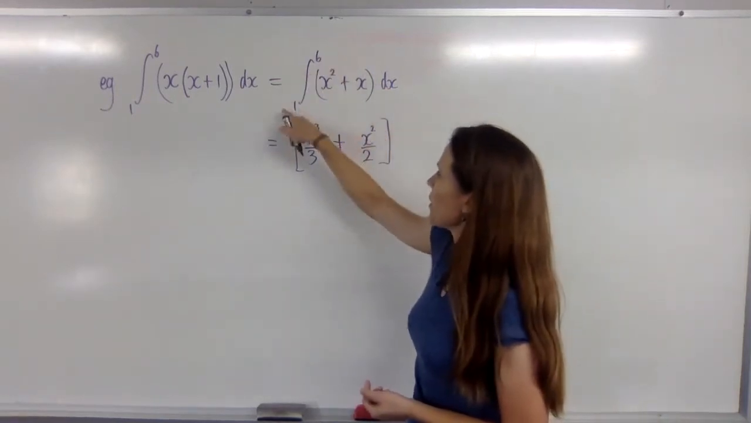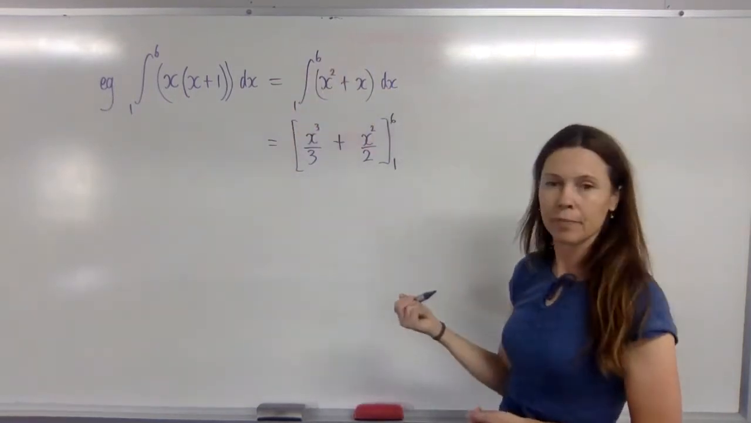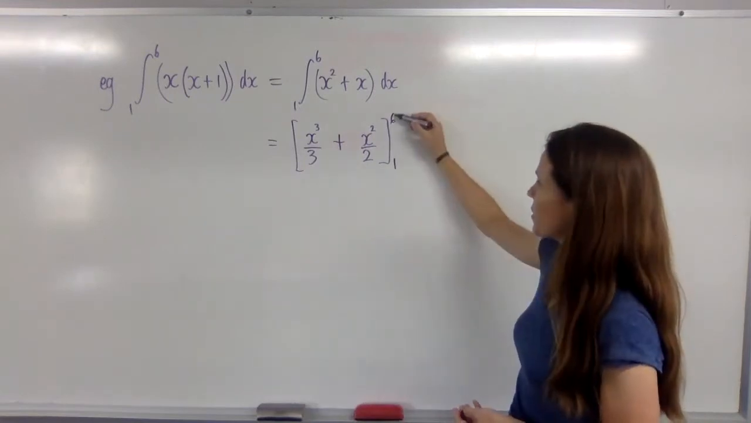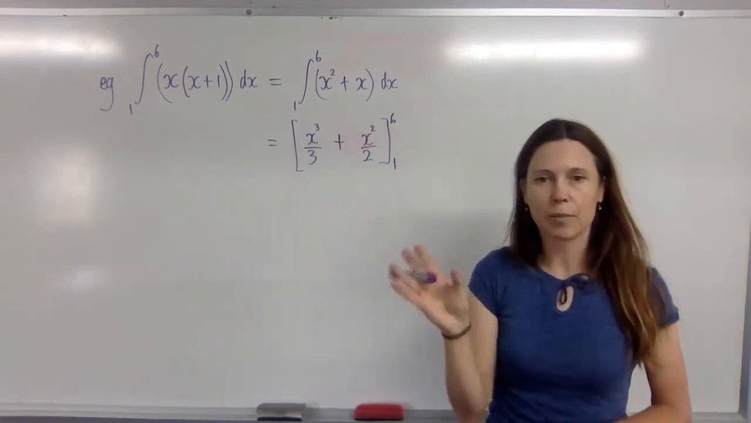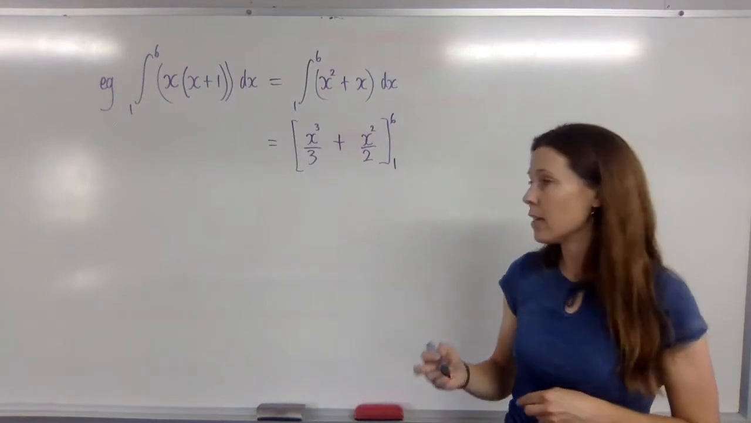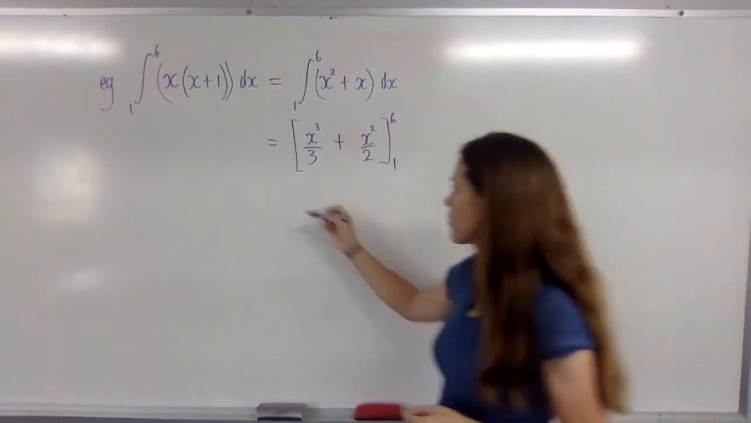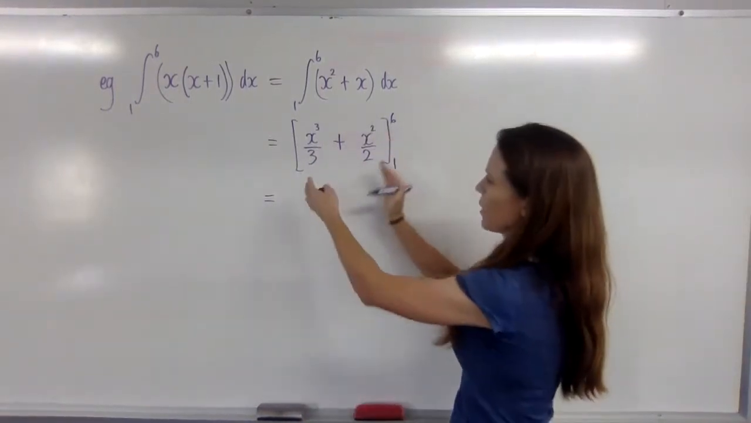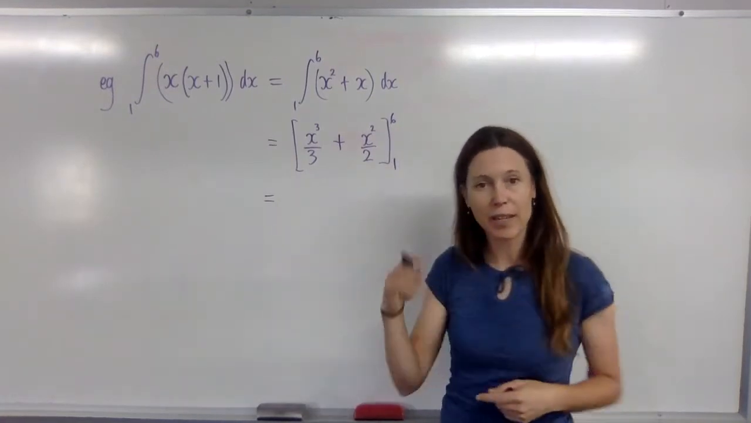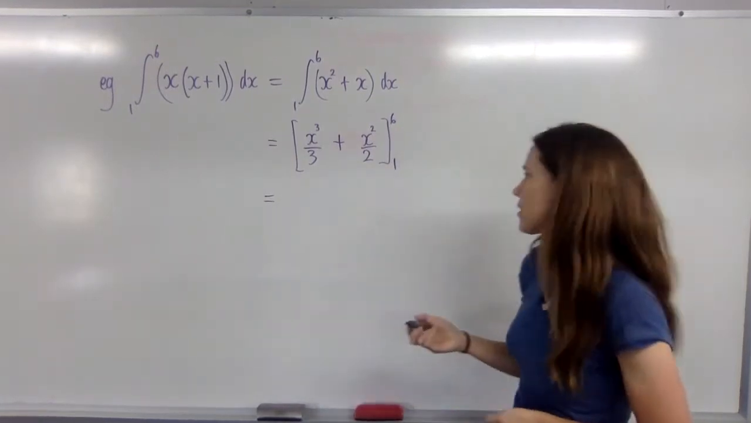Then I write my bounds. I've got 6 and 1 here. Next step, I need to sub in the 6 to this whole thing, and then subtract the subbing in of 1. So I'm going to need to use round brackets for each part. I probably don't really need brackets for the first part, but I definitely do for the second part to avoid making that classic sign error.